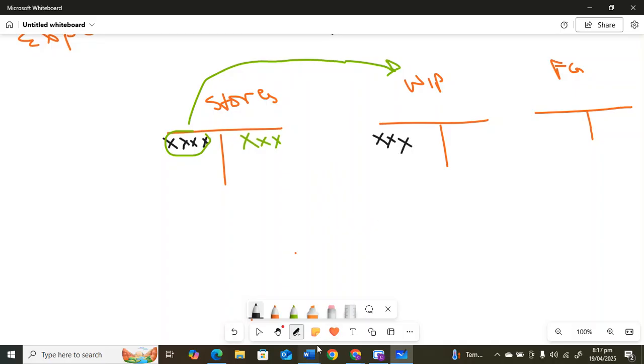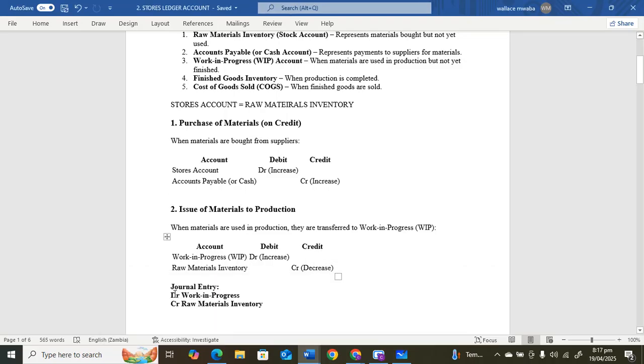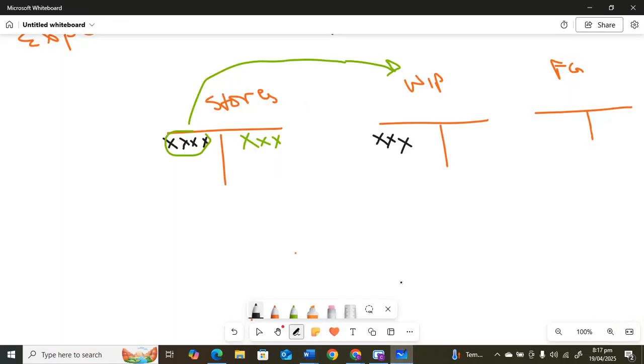So this is the journal entry that's happening here. You're going to debit work in progress, increase in an asset, and then you credit stores, or even raw materials inventory. But to make life easy, let's just call it stores. Stores account same as the raw materials inventory. So the materials have moved from stores, so we credit stores, and they go into work in progress. Once they're used up in work in progress, then they move out of this account.